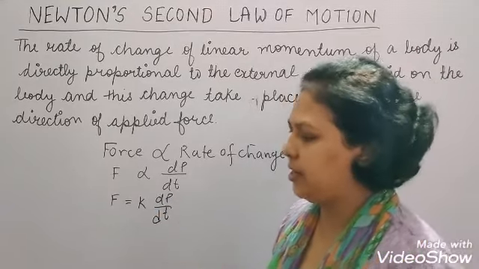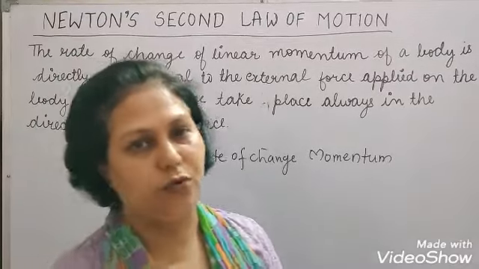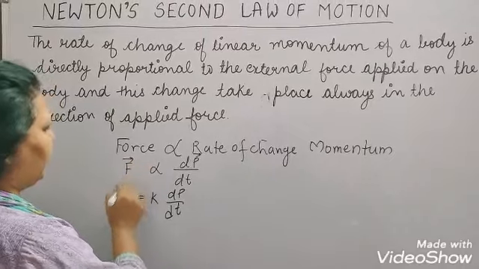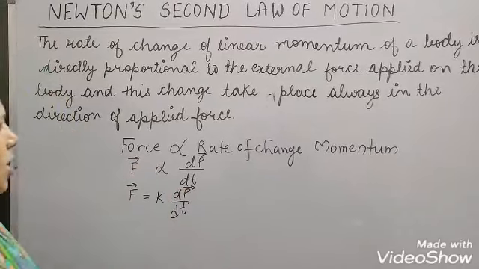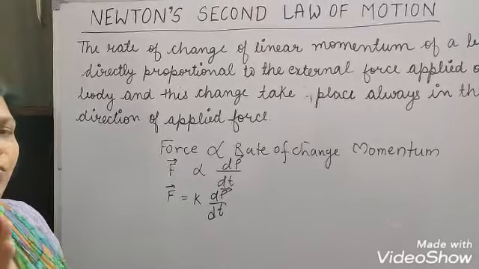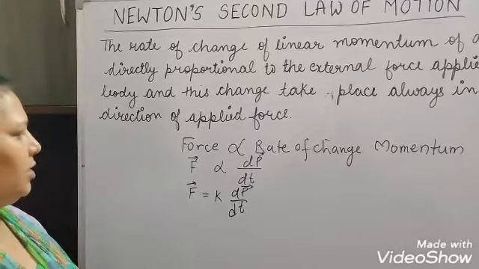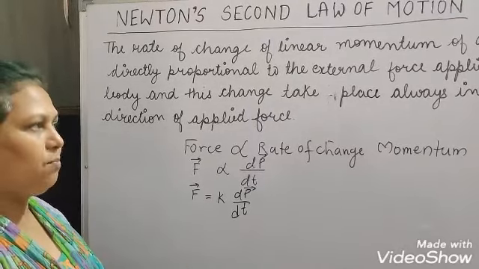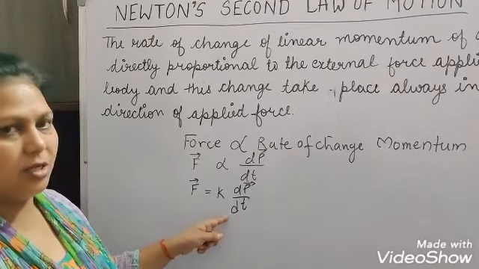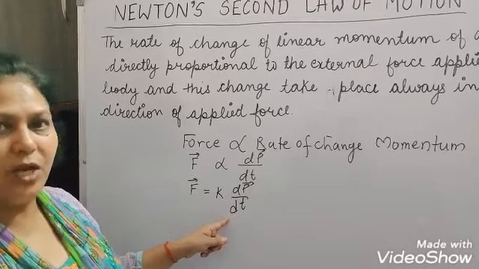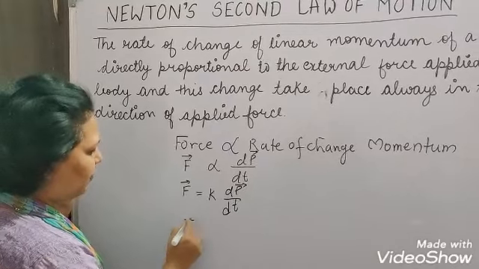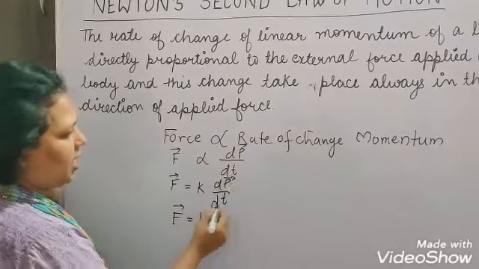Now you will see here, already it is said to you the force is a vector quantity and the momentum is also a vector quantity. So the rate of change of momentum will work in whatever direction the force is there. Or you can say simply, wherever the force is directed, in the same direction the rate of change of momentum will take place.